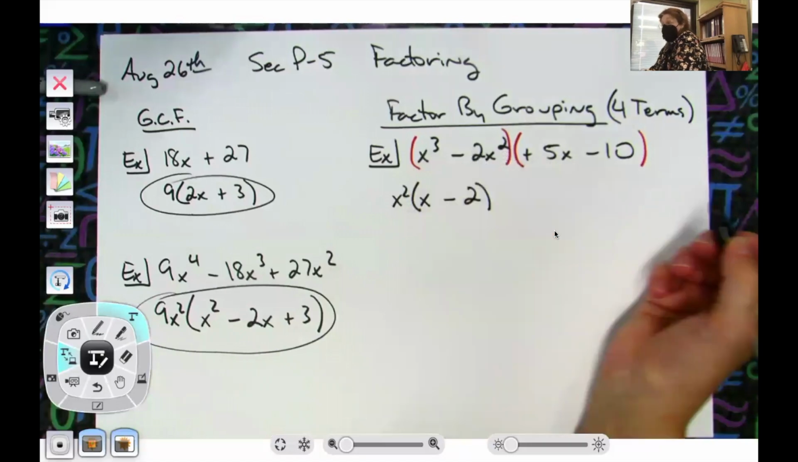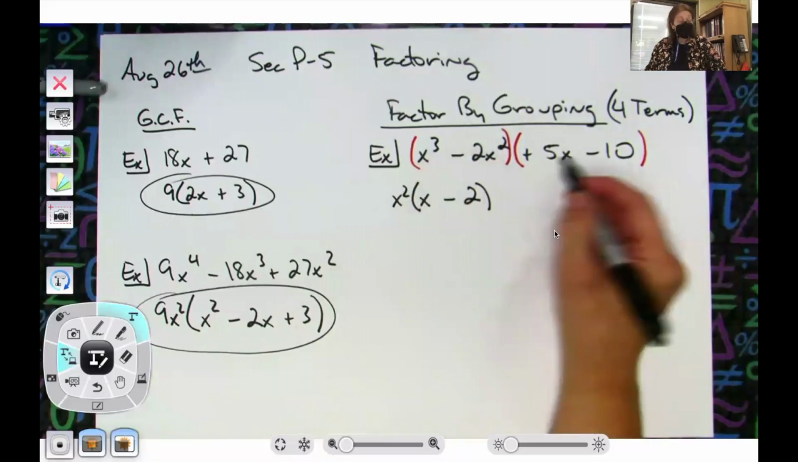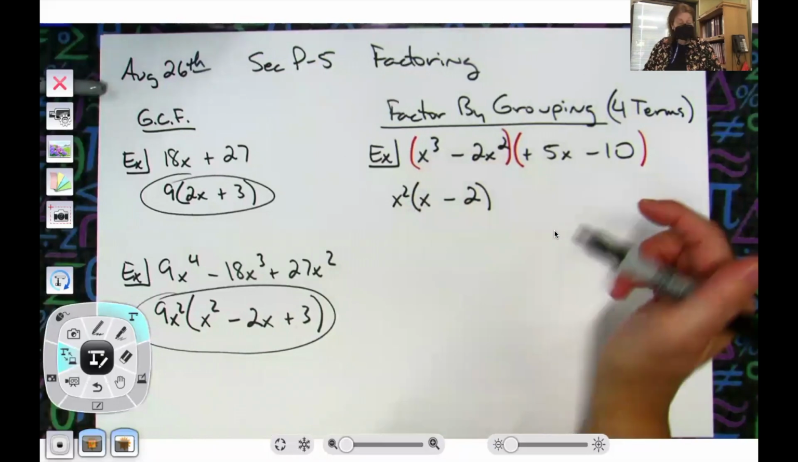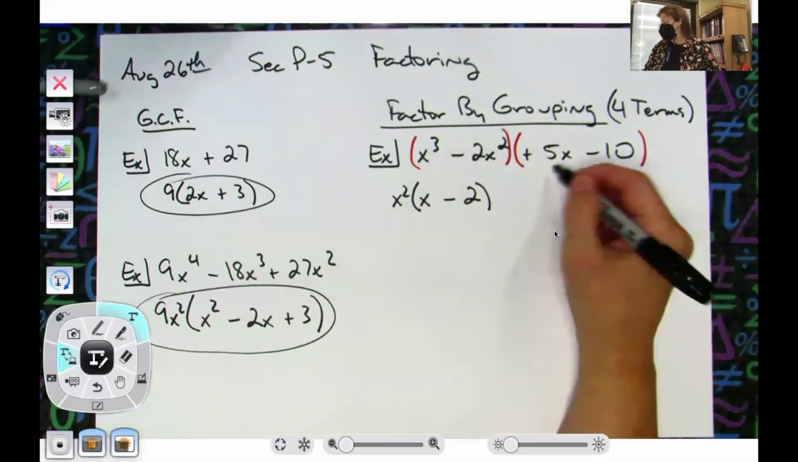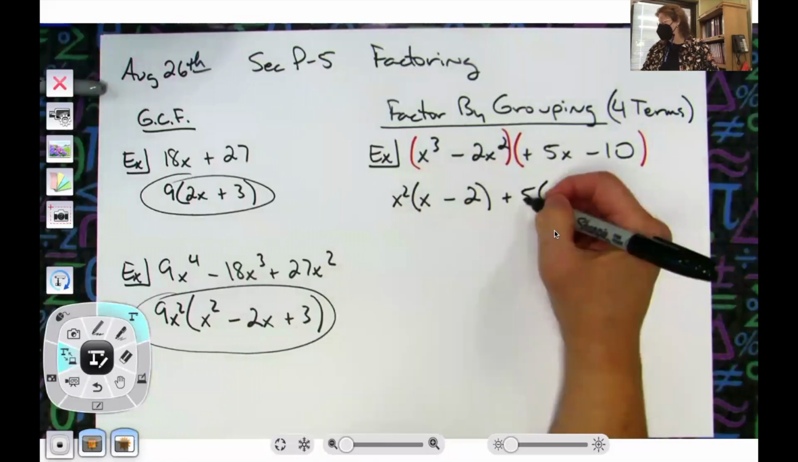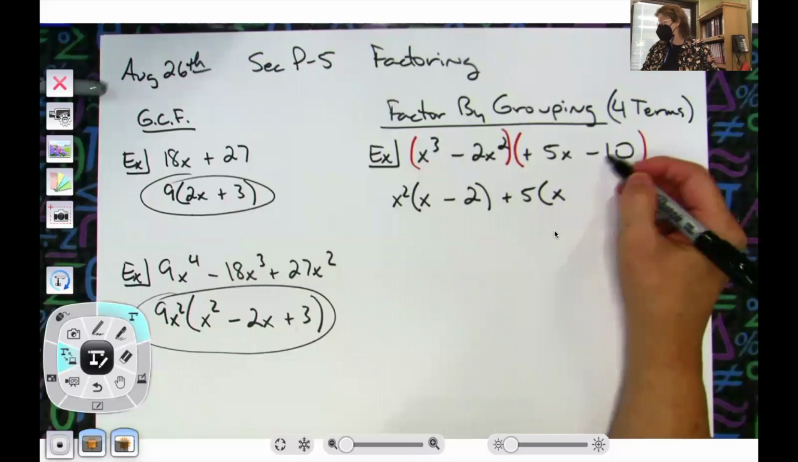Now if I am successful in taking out a greatest common factor here, hopefully I'm going to have a matching binomial right there. So on this one, I'm going to take out a 5. 5x, take out the 5, I'm left with an x. Negative 10, take out that 5, I have a negative 2.